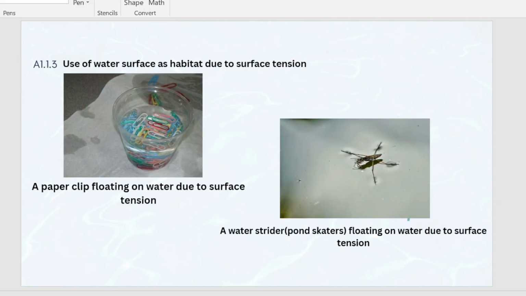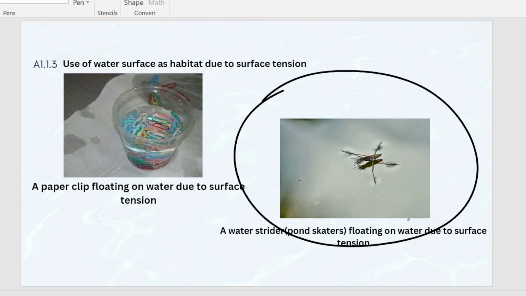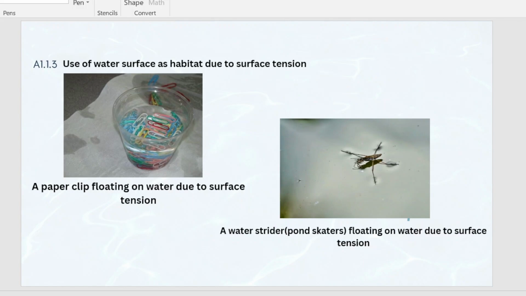skate on water. So this is what surface tension looks like in this image, and you can see this water skater on this water, and look at it. This is how the surface tension looks on water. I'm sure you must have seen this before. And this is another one here. These are paper clips floating on water due to surface tension. All right, so take note of that as we proceed.